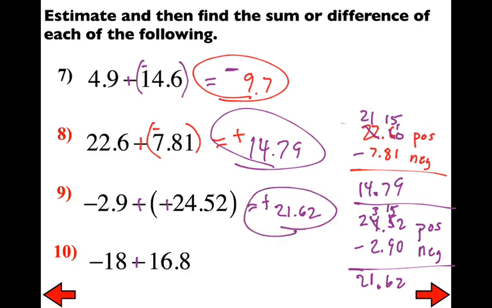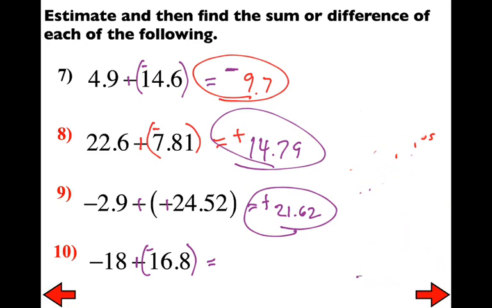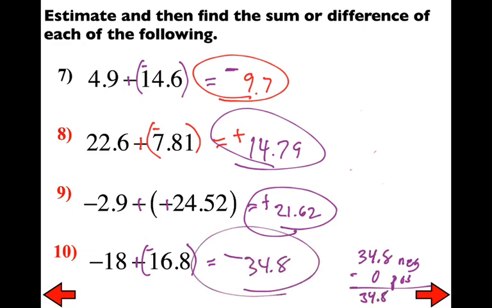And then in the last problem, add the opposite. All we have are negatives here. Let me erase to free up a little bit of room here. And it looks like we have 18 negatives and 16.8 more negatives. That is 34.8 negatives and 0 positives. Clearly, we have more negatives than positives. And in fact, we have 34.8 more negatives than positives.